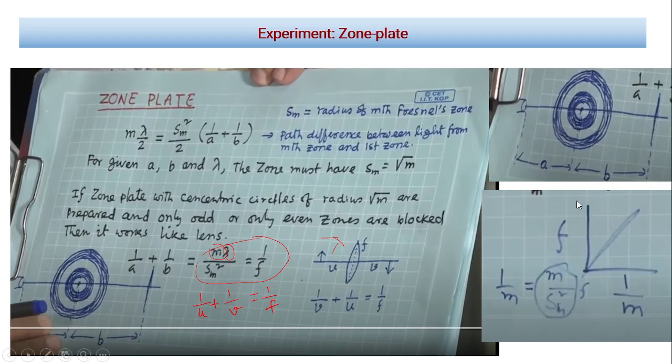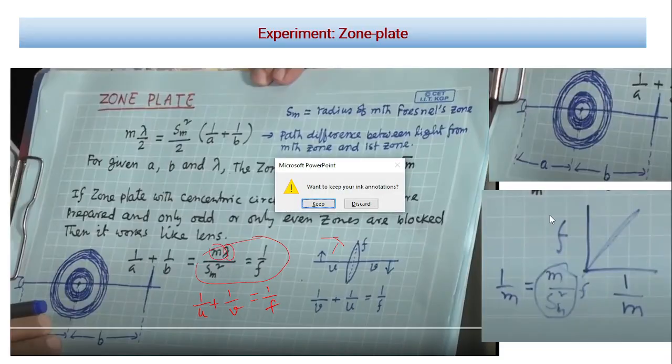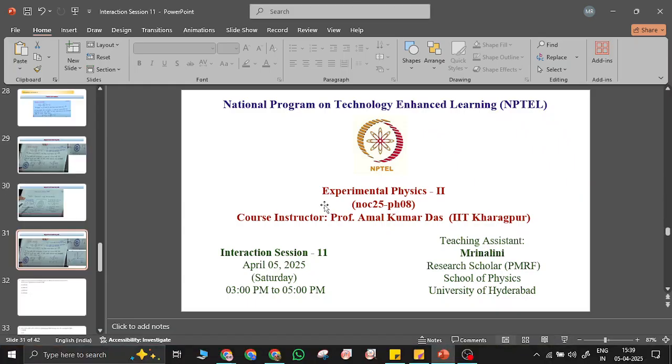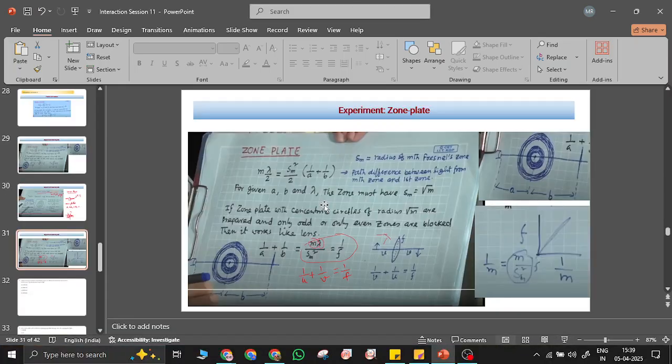And then here also we can plot a graph between 1 by m, that is the order of zone plate, and focal length, and we will get a straight line like this. Okay, so this was the thing that was there, and mostly this week more lectures were there on the experiment.